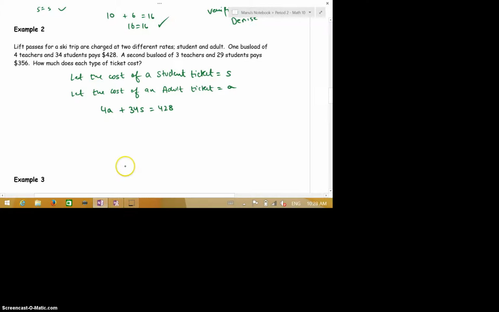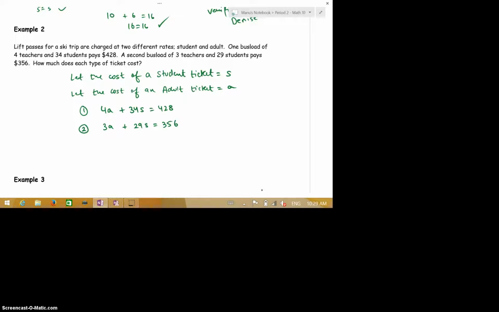That's bus number 1. From bus number 2, we get another equation. 3 teachers and 29 students paid $356. So what would the equation be this time? 3a plus 29s equals 356. Right? That's our equation. This is our system.